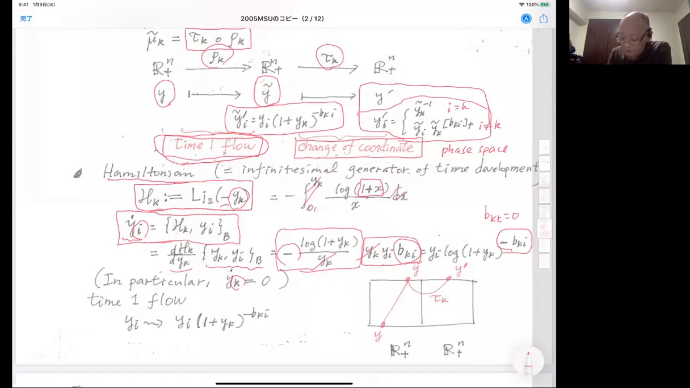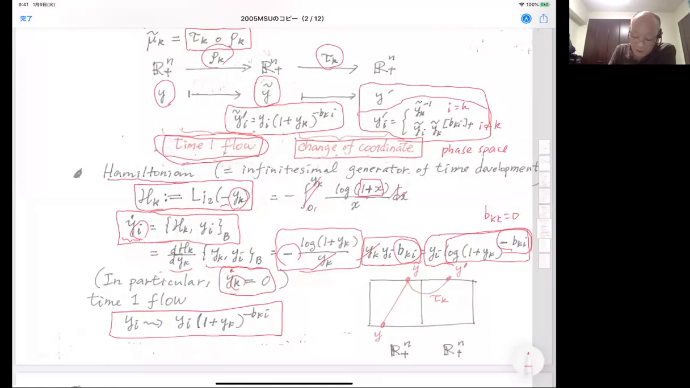So y k is a constant variable, yeah? It doesn't change along the time development. It means once again, if you look at this as a derivative, you can just exponentiate this factor, and after time one, you get this one, and this is the time one flow from this Hamiltonian, and this is exactly this expression. So somehow I summarize: we have this Hamiltonian due to the Euler dilogarithm, and you get this part. And the rest of the part is just considered as a change of coordinate of your phase space.